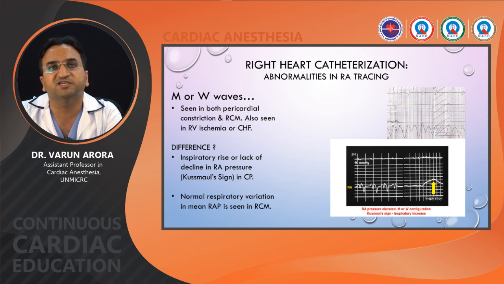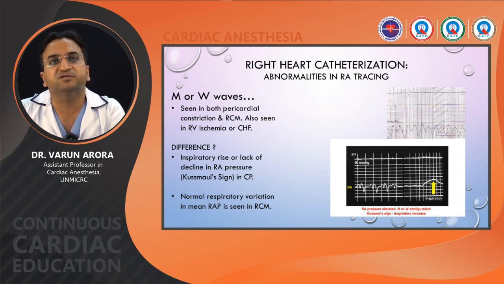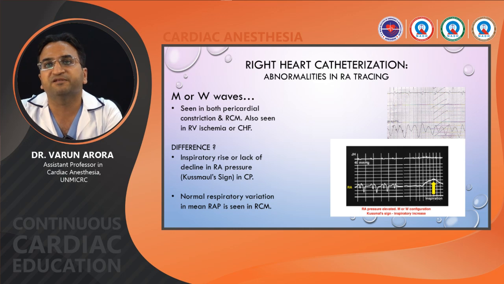So, what is the difference? Inspiratory rise or lack of decrease in RA pressure occurs in constrictive pericarditis, the Kussmaul sign. Normal respiratory variation in mean right atrial pressure is seen in restrictive cardiomyopathy. As you can see in this figure, there is an increase in the pressure during inspiration. RA pressure is elevated, with M or W configuration and Kussmaul sign, that is inspiratory increase.